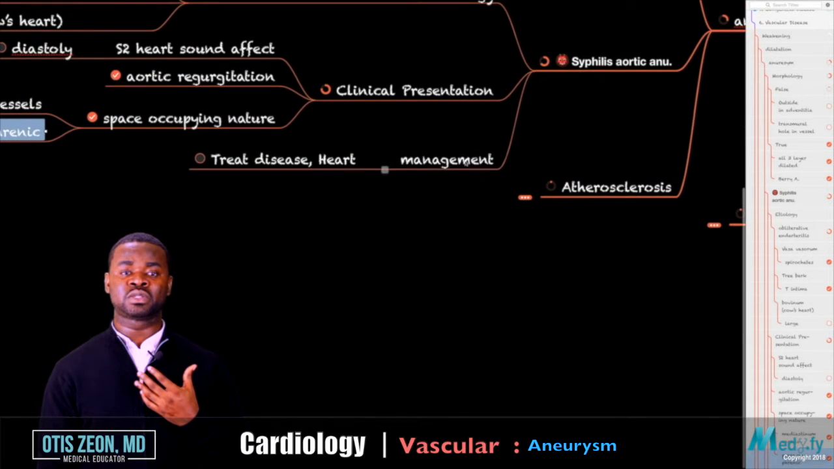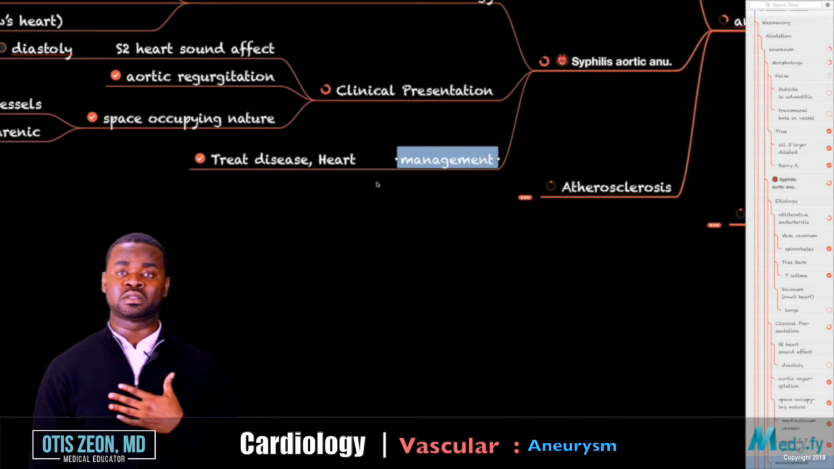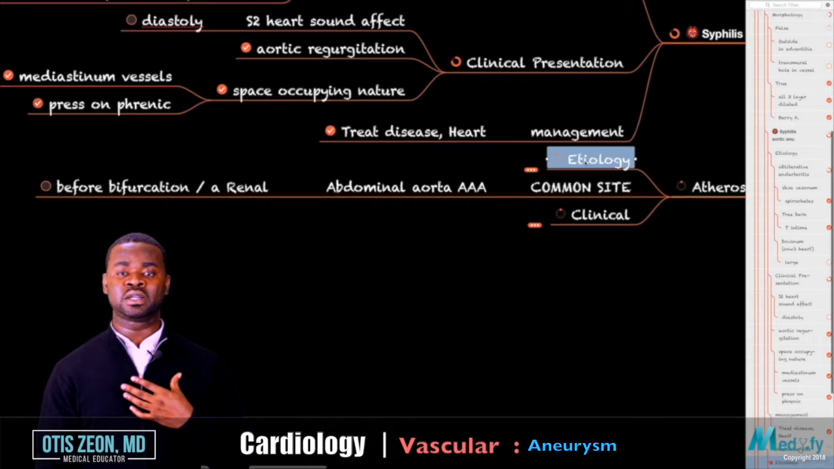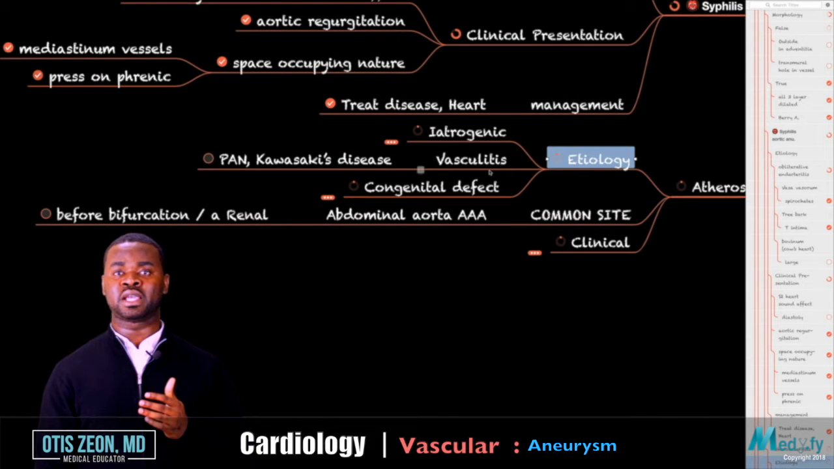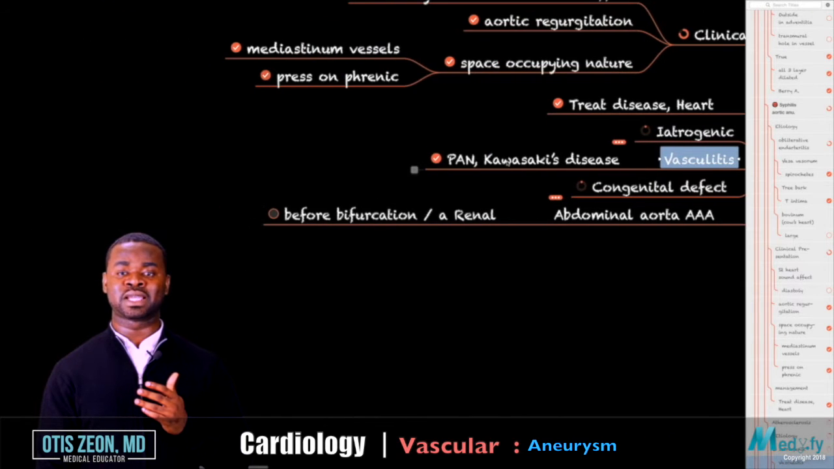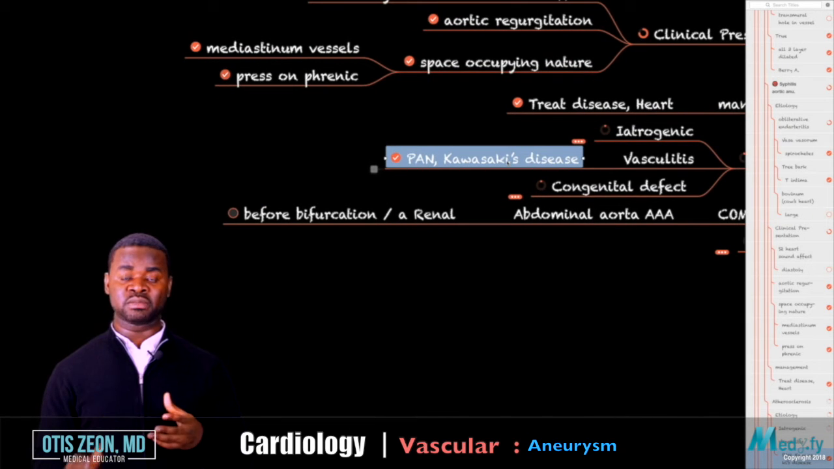So let's continue. In terms of management, you just want to treat the underlying disease for aneurysm relating specifically to the syphilis infection. For arteriosclerosis, there are a lot of things that cause it. Vasculitis, we talked about, such as polyarteritis nodosa and Kawasaki's disease, are some of the things that may cause some kind of aneurysm.